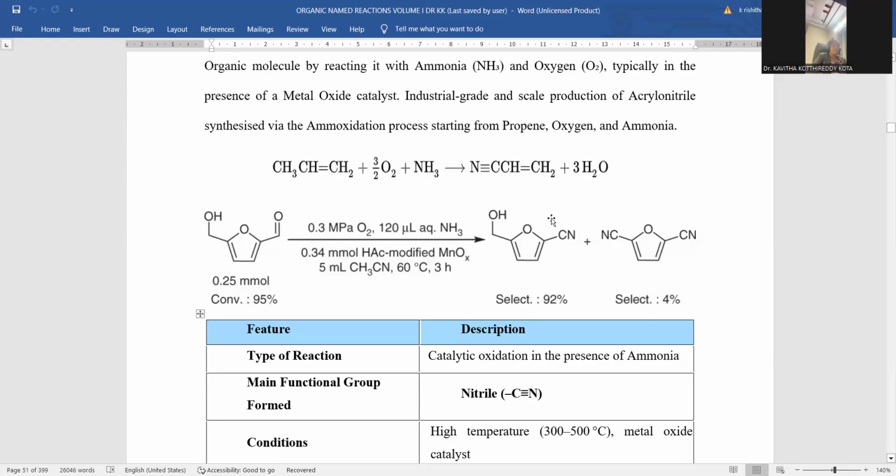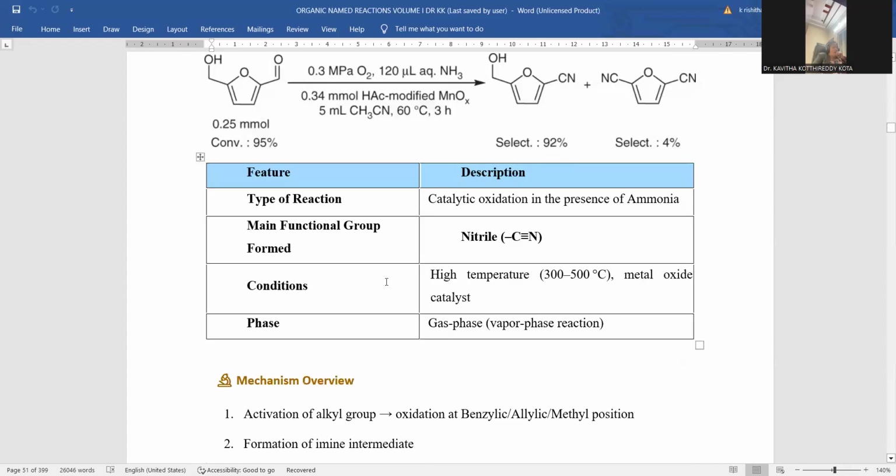So that's the reason why compound number 1 was yielded in 92%. This is the way the ammoxidation process is accomplished. This is the industrial way of synthesis. In this ammoxidation process, it is accompanied by catalytic oxidation, with ammonia taken as a reactant. The main functional group here will be nitrile. Origination of nitrile takes place within the reaction mixture.